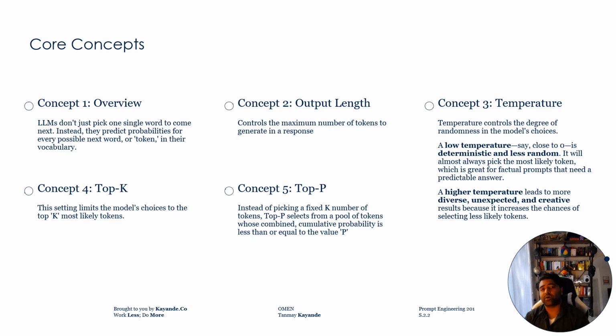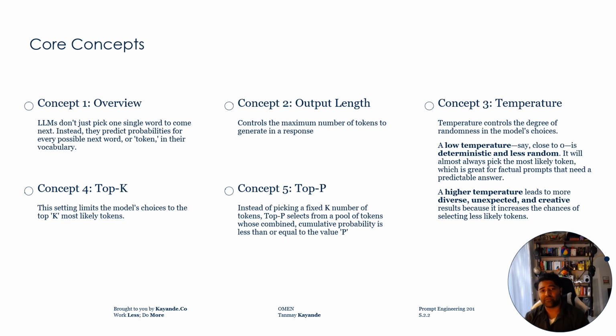Now, let's talk about top K. This setting limits the model's choices to the top K most likely tokens. For example, if K is set to 3, the model will only choose the next word from its 3 most probable options. A lower K makes the output more restrictive and more factual, while a higher top K allows for more variety.